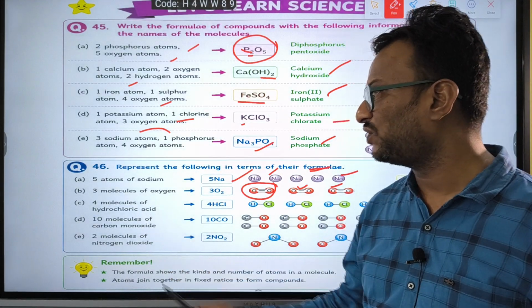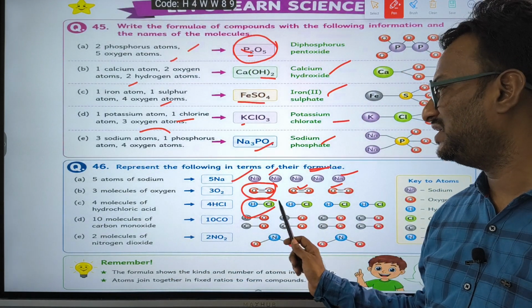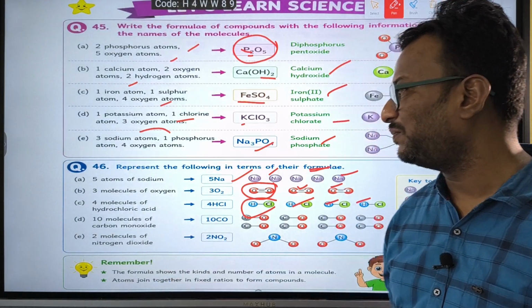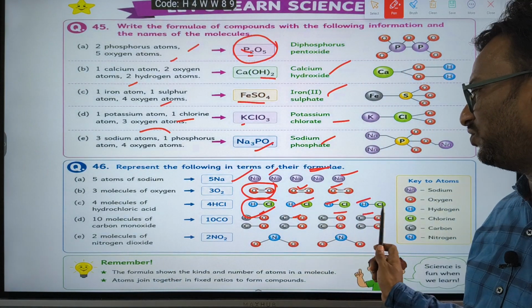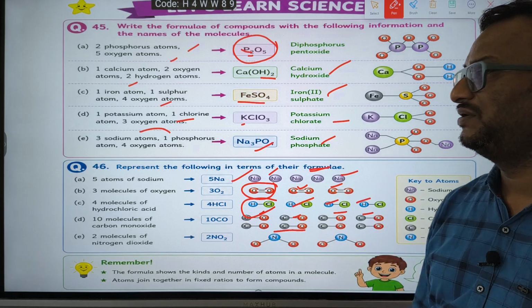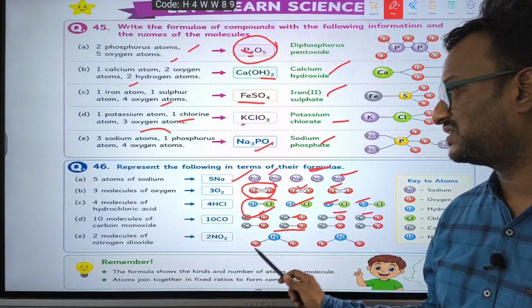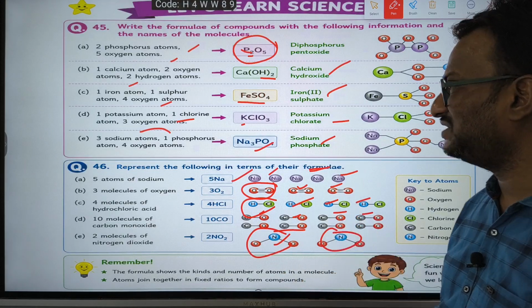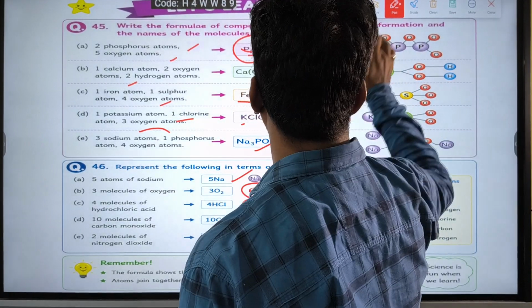4 molecules of hydrochloric acid, 4 HCl: 1 HCl, 2 HCl, 3 HCl, 4 HCl. 10 molecules of carbon monoxide, 10 CO: 1, 2, 3, 4, 5 and 1, 2, 3, 4, 5, that is 10. 2 molecules of nitrogen dioxide, that is 2 NO2. So likewise, we can answer.